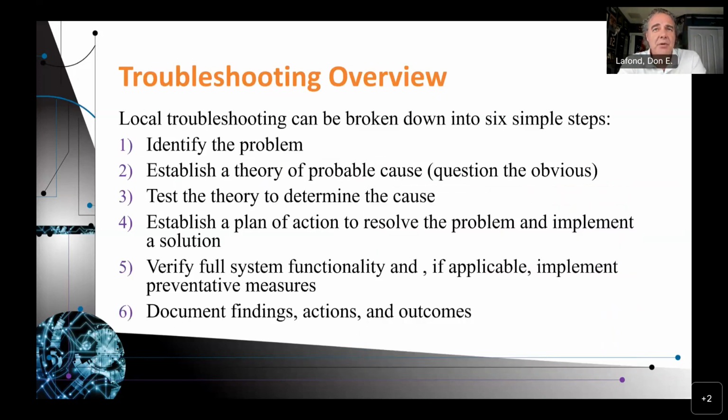Local troubleshooting can be broken down into 6 simple steps. Identify the problem, establish a theory of probable cause, question the obvious, test the theory, establish a plan of action to resolve the problem and implement the solution, verify full system functionality, and if applicable, implement preventative measures, and then document. All right, so let's go from the top.